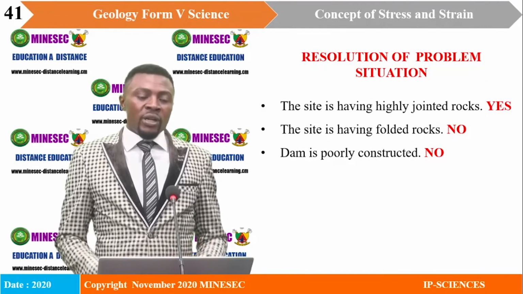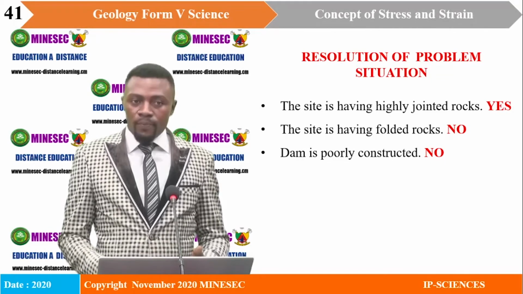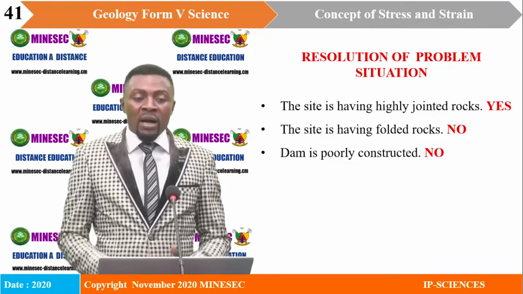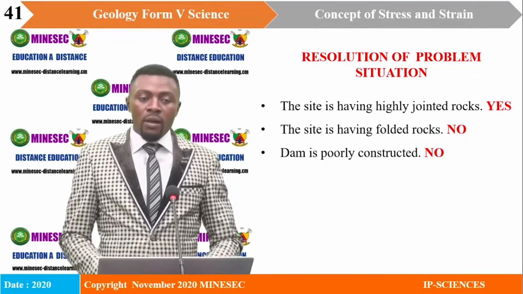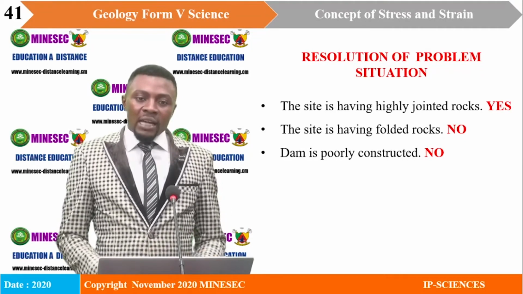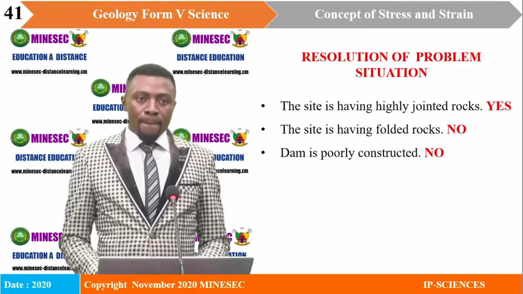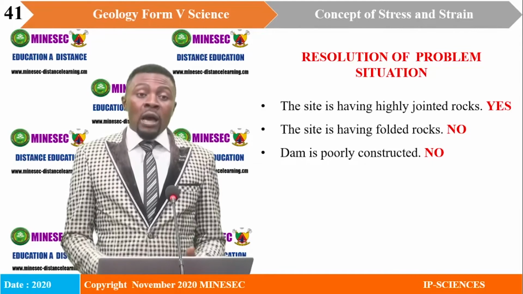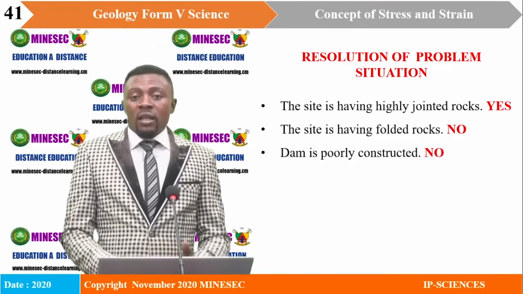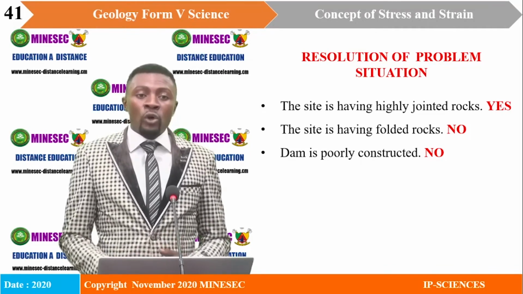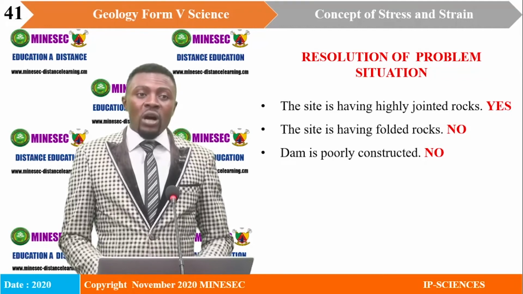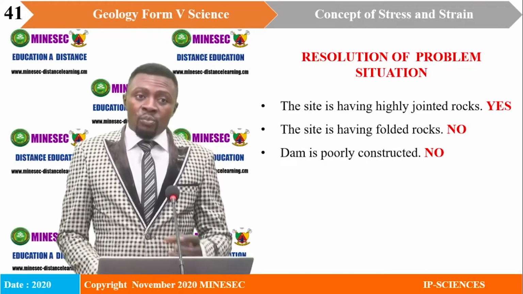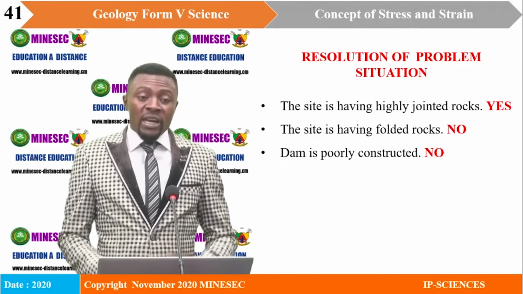The next response is: the site is having folded rocks. We said no to that. It might be true that the site is having folded rocks, but that will not have an impact on creating a reservoir. The dam is poorly constructed. That option also is not correct. So those are the answers to our problem. In essence, the engineering company was supposed to invite a structural geologist to study the jointing system of the rocks of that area, so that a problem like that would have been avoided.